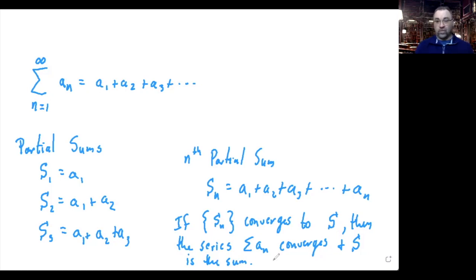If the sequence doesn't converge, well, then neither does the series. Okay, so if S sub n just keeps getting bigger and bigger and bigger, yeah, then the series isn't going to converge. So that's how we define it. And so we'll look at a couple of examples here real quick. These are pretty straightforward, I think.